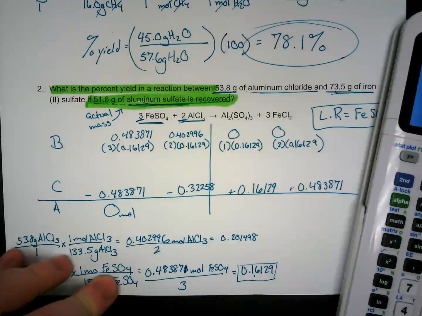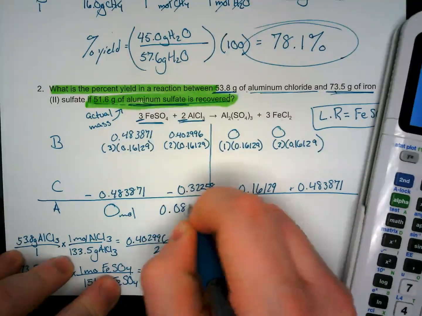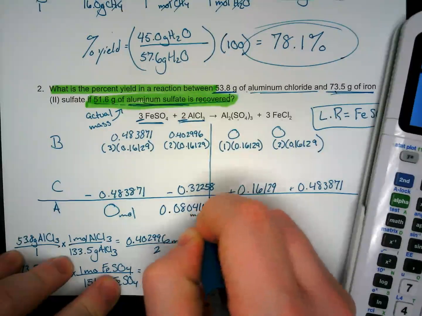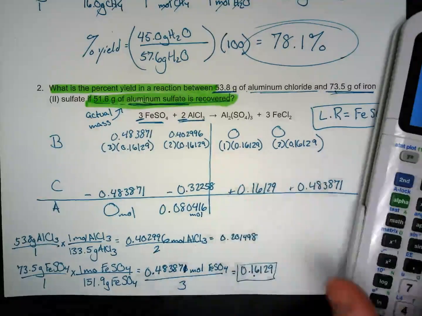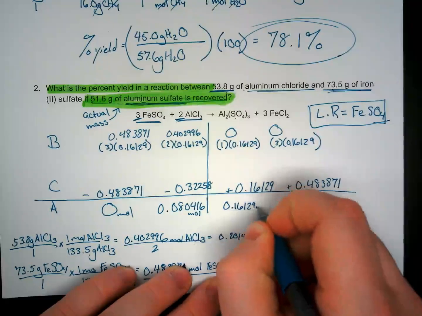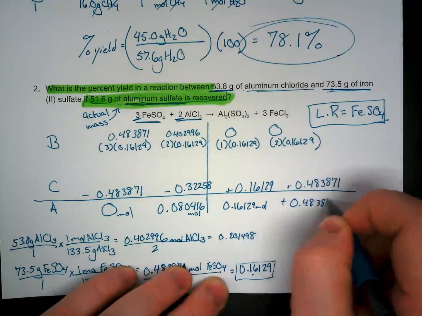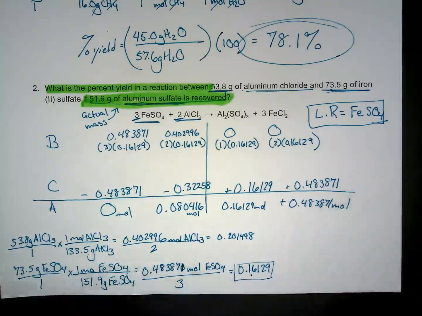0.402996 minus 0.32258. It's going to give me about 0.080416 moles. Here, it's just going to be 0.16129 moles. Here, it's going to be 0.483871 moles. Okay, so now we got to go back to the ultimate question.